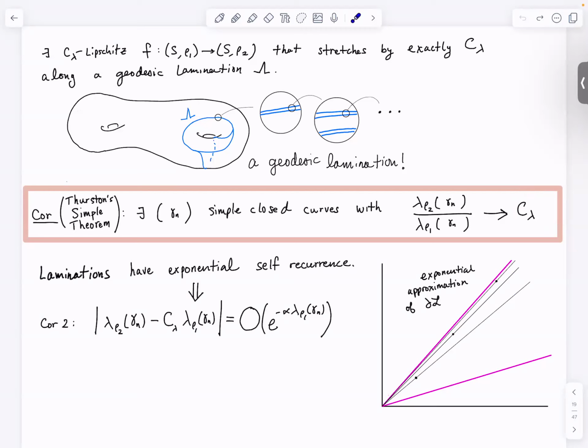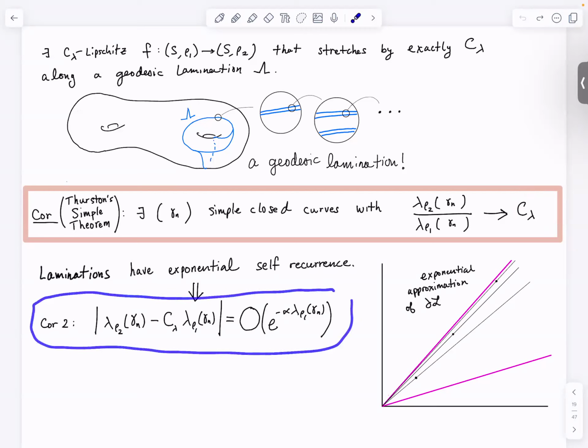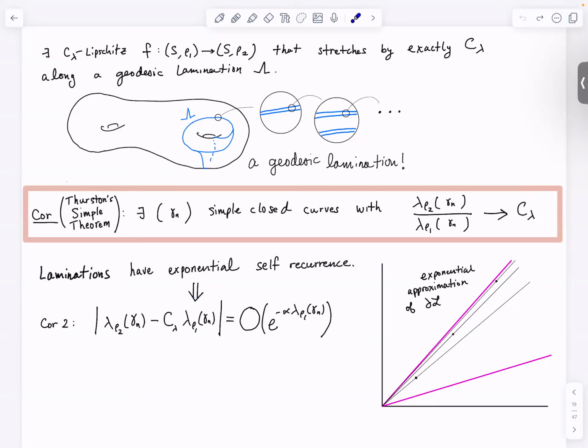In fact, we get what I'll call corollary 2 here. In fact, the lengths of these simple curves that I described, gamma n, their ratio is not just converging to C lambda, but in fact, this holds. If I take C lambda times lambda 1 and compare that, take the difference with lambda rho 2, then in fact that difference is going to 0, and it's actually going to 0 exponentially fast.